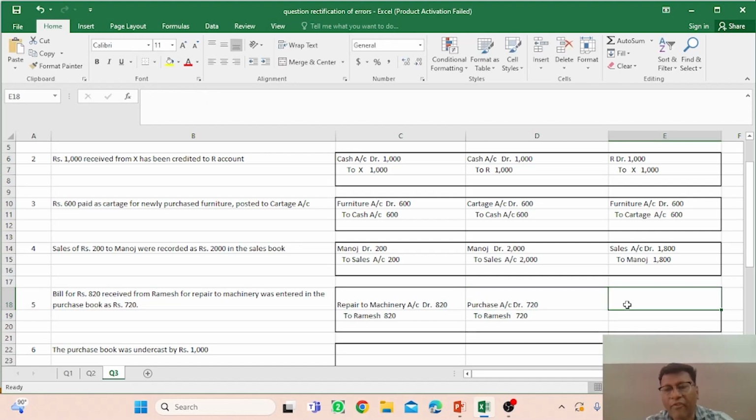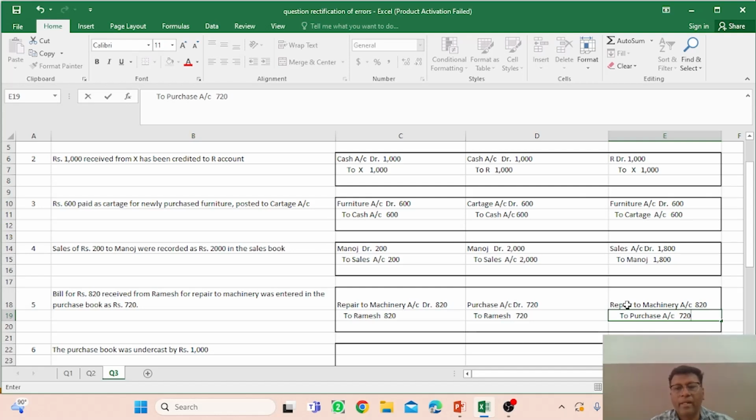So what should be the rectification? No doubt, repair to machinery account should have been debited. Okay. So you have to make this account debited now. Repair to machinery account by rupees 820. Okay. And the purchase account, which was debited by 720, you have to correct by writing on the credit side to purchase account. And what was the amount? Rupees 720.